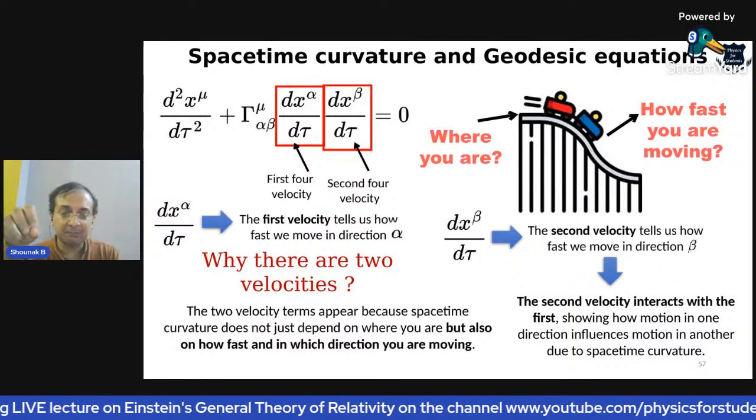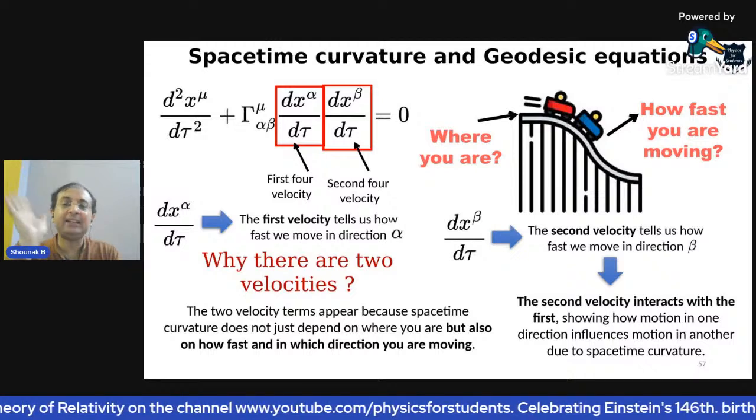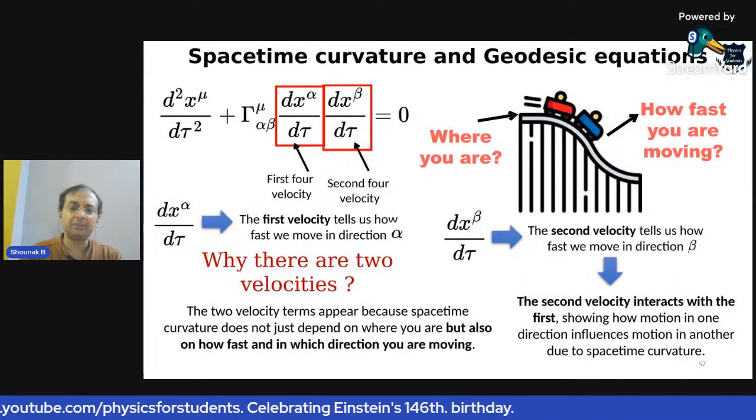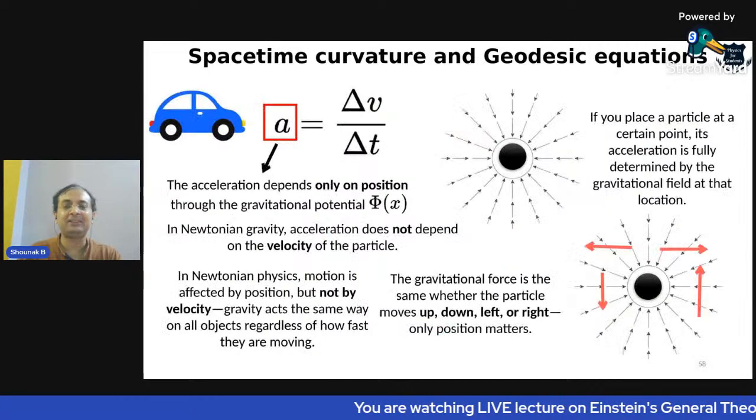And the Christoffel symbol, this gamma, determines how these two velocities interact due to space-time curvature. I know it is a little bit complicated, but general relativity is a little bit complicated, and this is how it is. So the next part will make things easier.